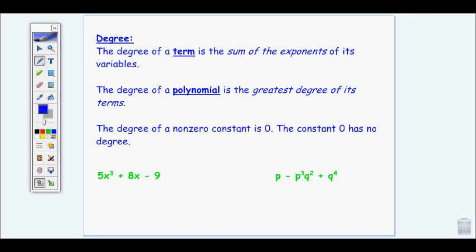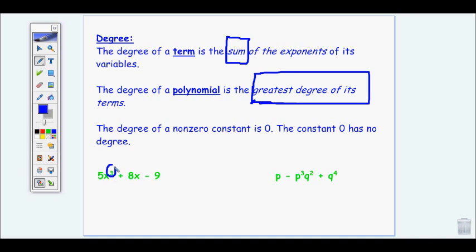The degree of a term is the sum of the exponents. The degree of a polynomial is the greatest degree of its terms. We need to know this because we're asked to write things in degree order. So in the first polynomial, which happens to be a trinomial, 5x cubed plus 8x minus 9, I'm going to look at the exponents. I have a cubed. There isn't one here, so it's an implied 1. So this is to the first power.